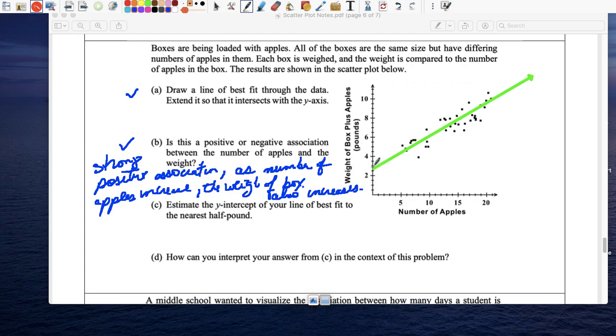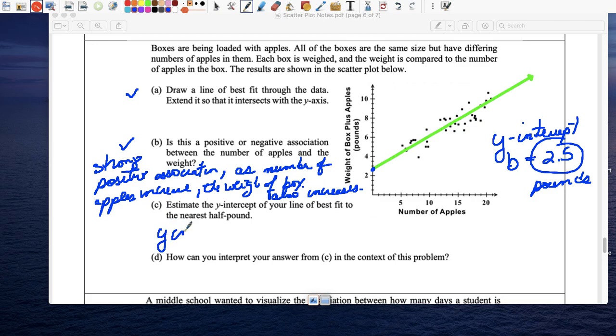Estimate the y-intercept. Since we created a line, the y-intercept is right here. So that would be, let's see, 2, halfway would be 3. It looks like 2.5. So the y-intercept, or as we also call it, B, according to the line of best fit that we just drew, is 2.5 pounds.